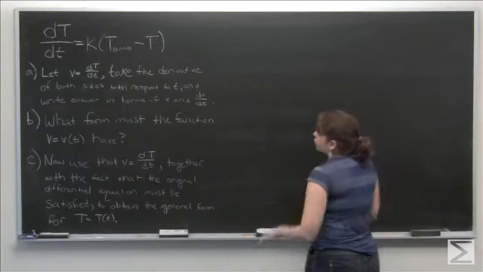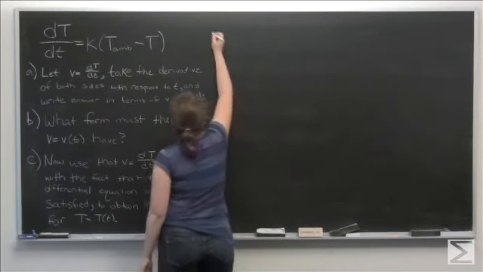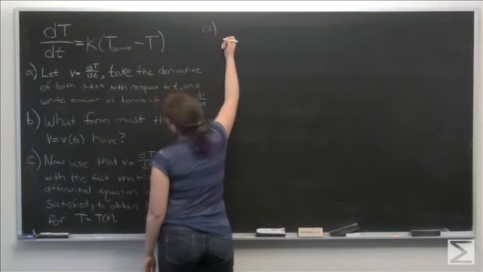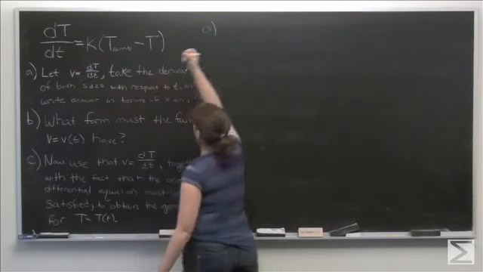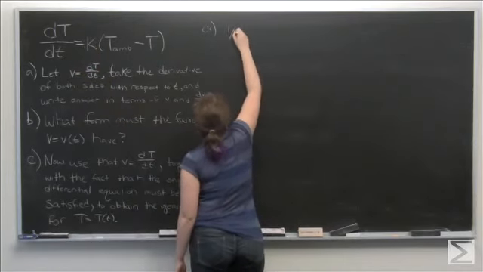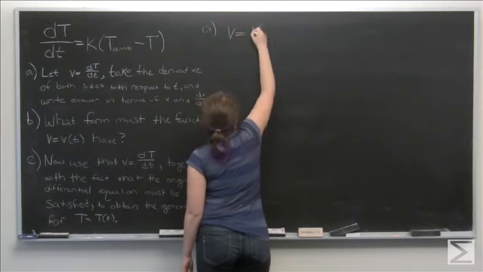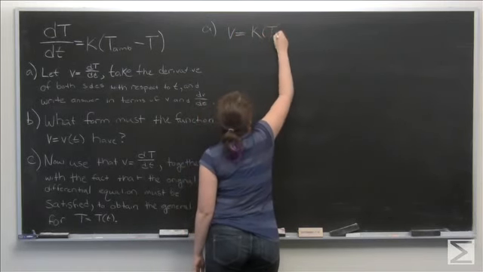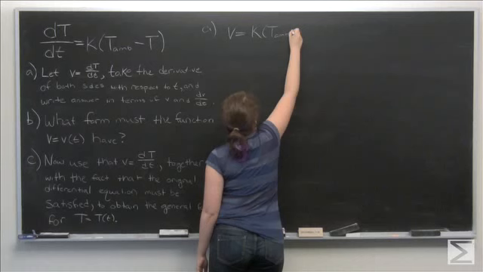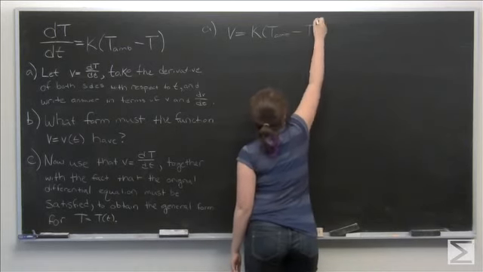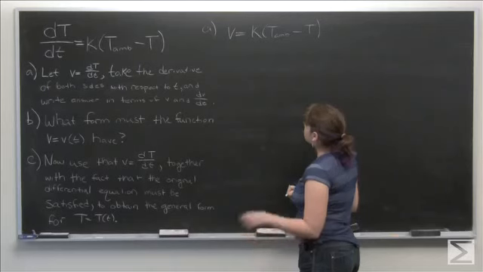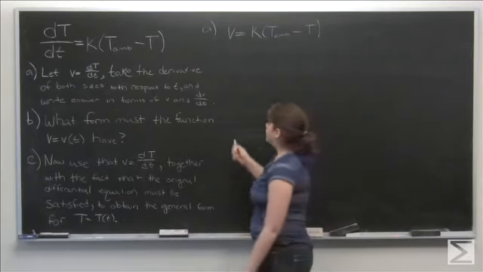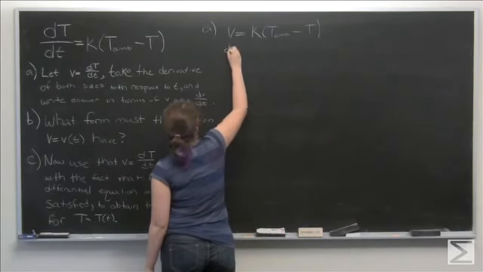So let's first start off with A up here. And so we have another way of just writing dT/dt, just starting off with V. So I'm just going to say V equals K times T ambient minus T, the temperature that changes with respect to time. All right, so now we want to take the derivative of both sides. Derivative of V is dV/dt.